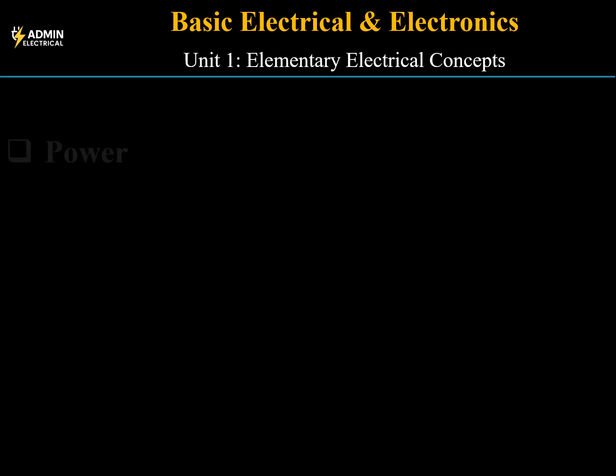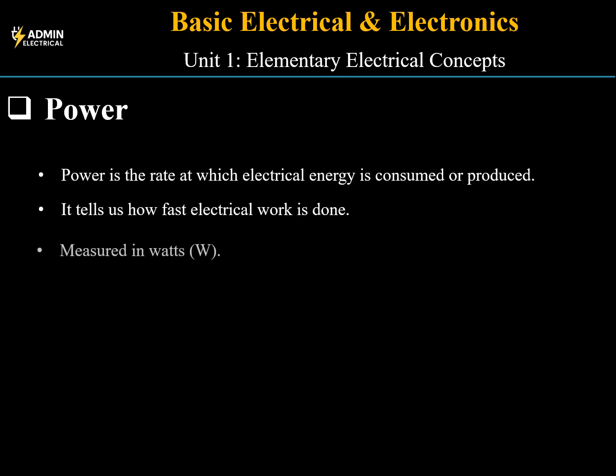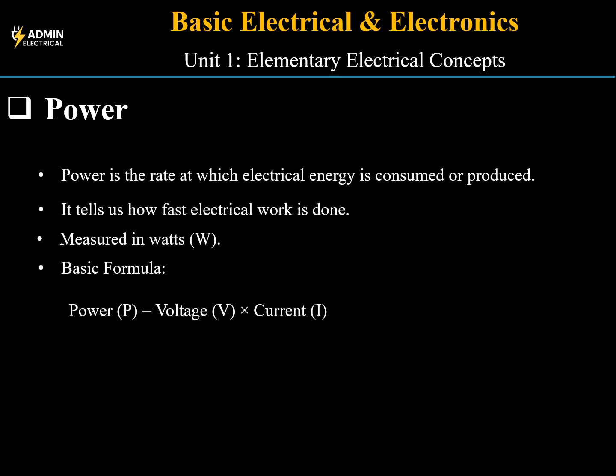Power is the rate at which electrical energy is consumed or produced. It simply tells us how fast electrical work is being done. The basic formula is power is equal to voltage times current, and it is measured in watts.